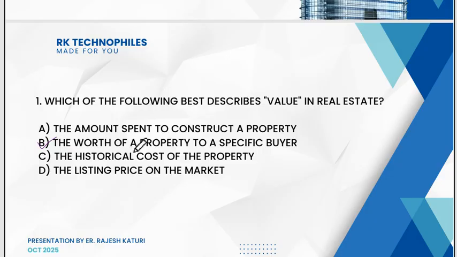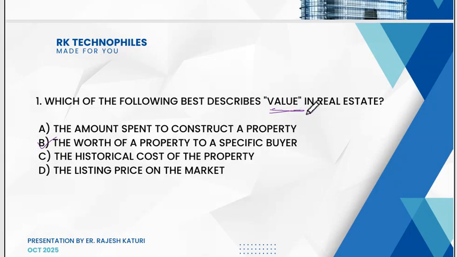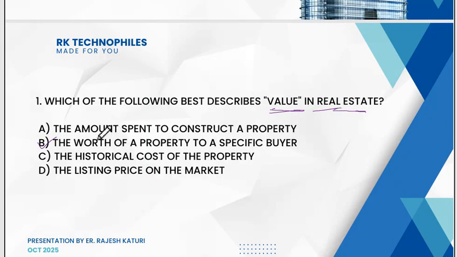Okay, the worth of a property to a specific buyer. Here the important things we have to underline, because the question can be asked in different ways also, from the other side also. So, which of the following best describes the value? You have to underline the value in real estate. It is worth. We have to underline the worth. Okay, it's a property for a specific buyer.